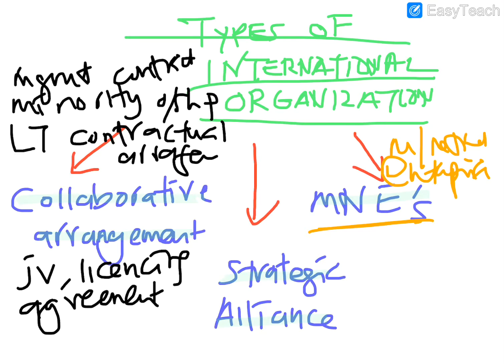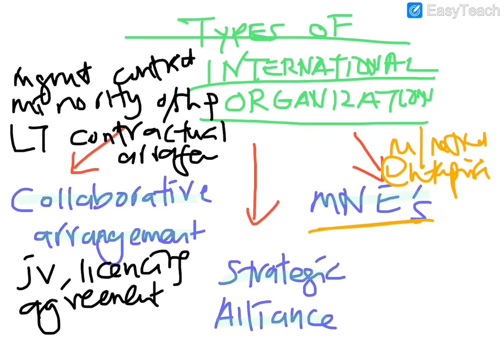Other words for multinational enterprise are multinational companies, multinational corporation, or transnational companies, TNCs. So the types of international organization are three: collaborative arrangements, strategic alliance, and MNEs. MNEs are also known as multinational company, multinational corporation, and transnational companies, TNC.